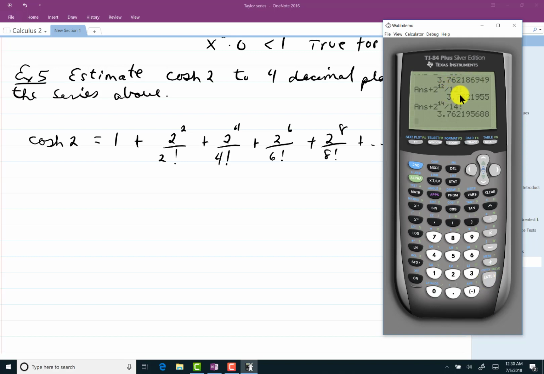3.76295. It's looking pretty good. So I would say 3.7622, rounding to 4 decimal places. Let me add one more term just to see how this is going to work out. So I'll do 2 to the 16 divided by 16 factorial.